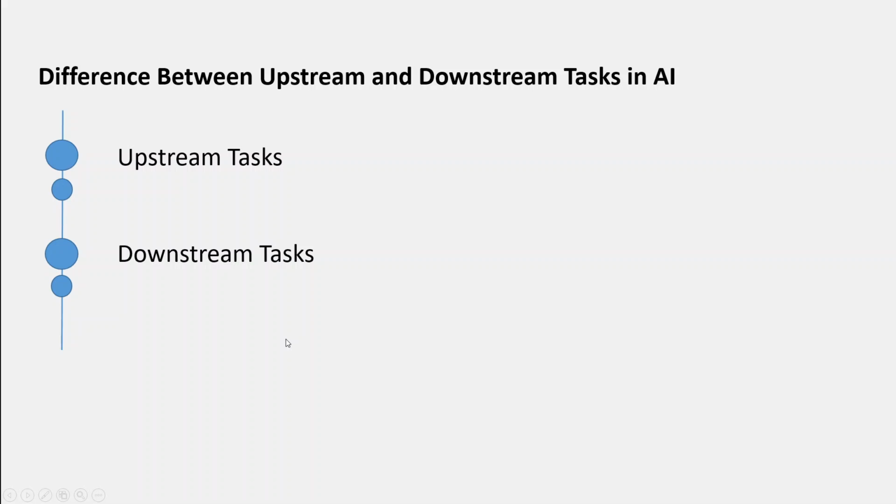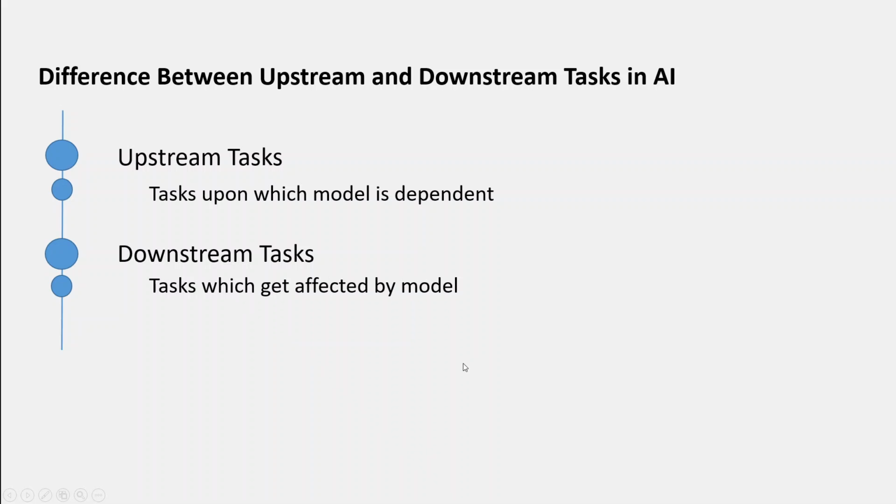Upstream tasks are those upon which your model is dependent. That is, the input which includes training data for the model. Whereas downstream tasks are those which get affected by the model. That is, the output which includes things like sentiment analysis, image captioning, object recognition, etc.